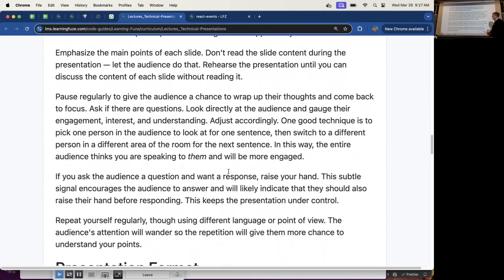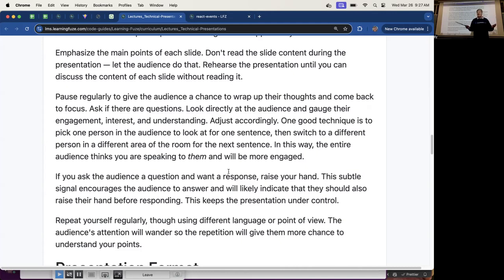When you get to a slide, emphasize the main points of the slide, but don't read the slide. Again, there's nothing worse than someone turning around and reading what's on the slide to you. You can do that yourself. That's not what the slide's for. It's for you to get a quick overview of what it is you're trying to say. So don't read your slides.